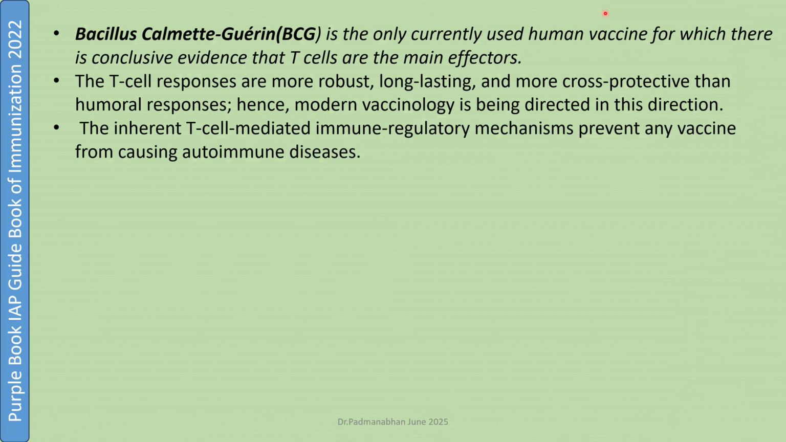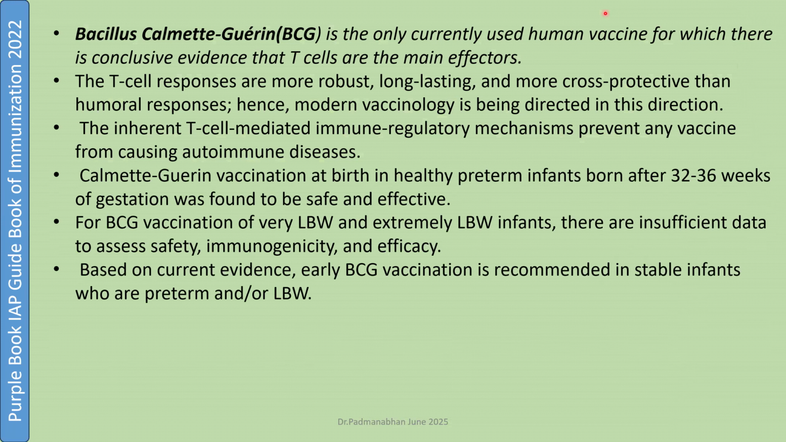BCG is the only currently used human vaccine for which there is conclusive evidence that T cells are the main effectors. The T cell responses are more robust, long-lasting, and more cross-protective than humoral responses. Hence, modern vaccinology is being directed in this direction. The inherent T cell mediated immune regulatory mechanisms prevent any vaccine from causing autoimmune diseases.